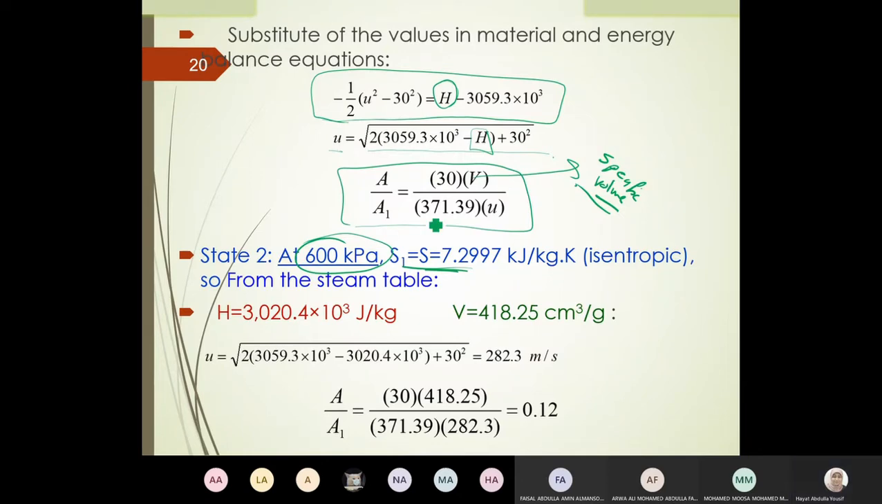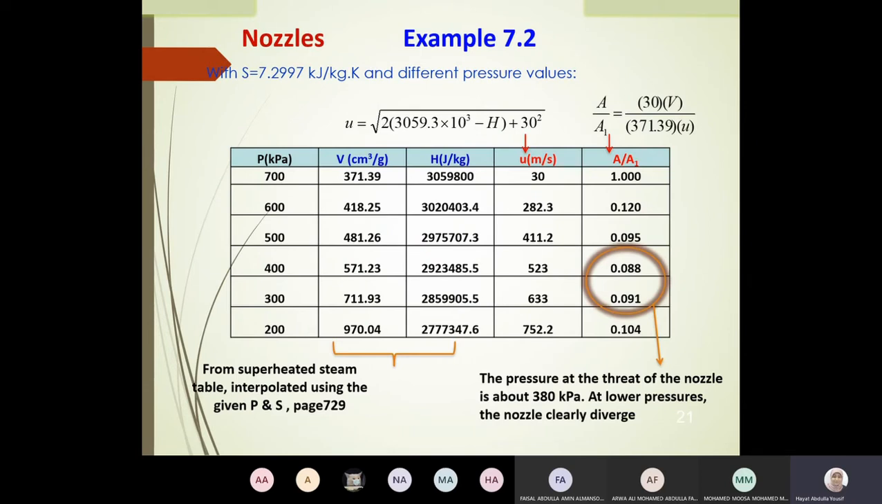Because of that, what I did here, I solved the problem several times at different pressures. Here, as you can see, I started with 700, which is the inlet, and then 600, 500, 400, 300, and 200. Remember, we need to find the A ratio, and to get the A ratio, this is the equation I have to use. But I cannot get the A ratio unless I know this velocity. And to get that velocity, I already put the equation that I need, by which, when changing the pressure, the H value will change. And because of that, the velocity will change accordingly.